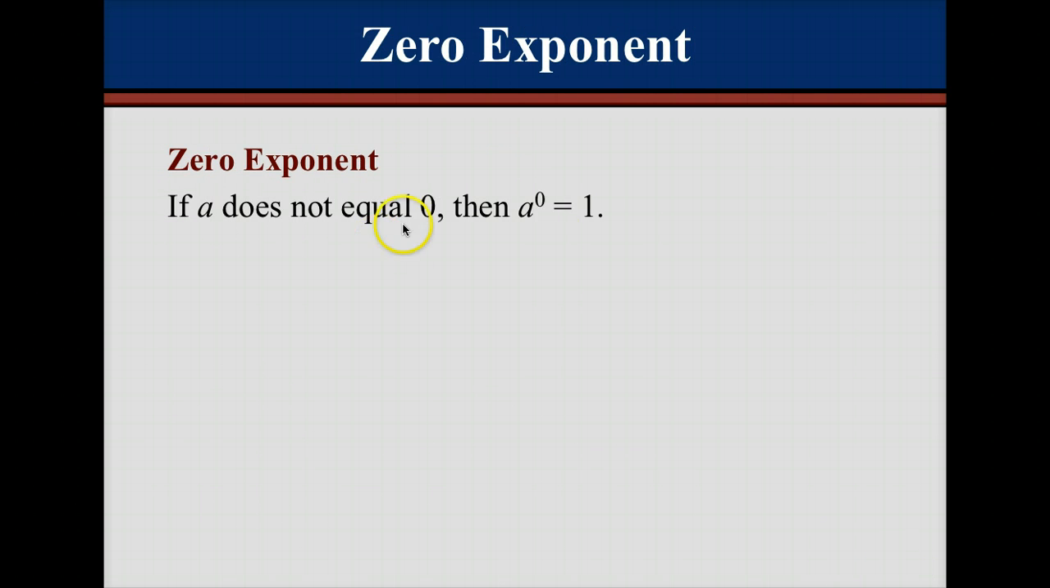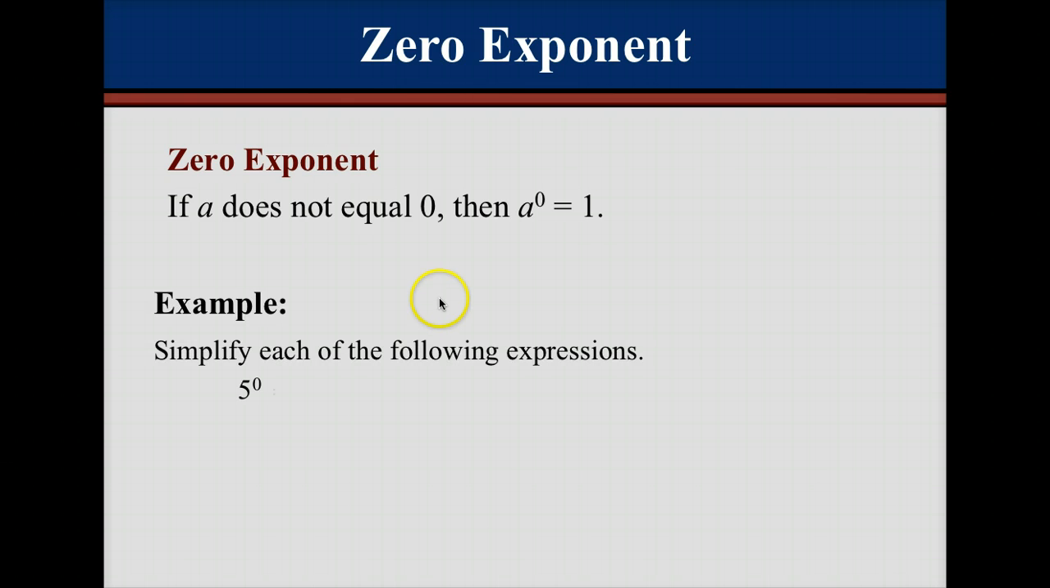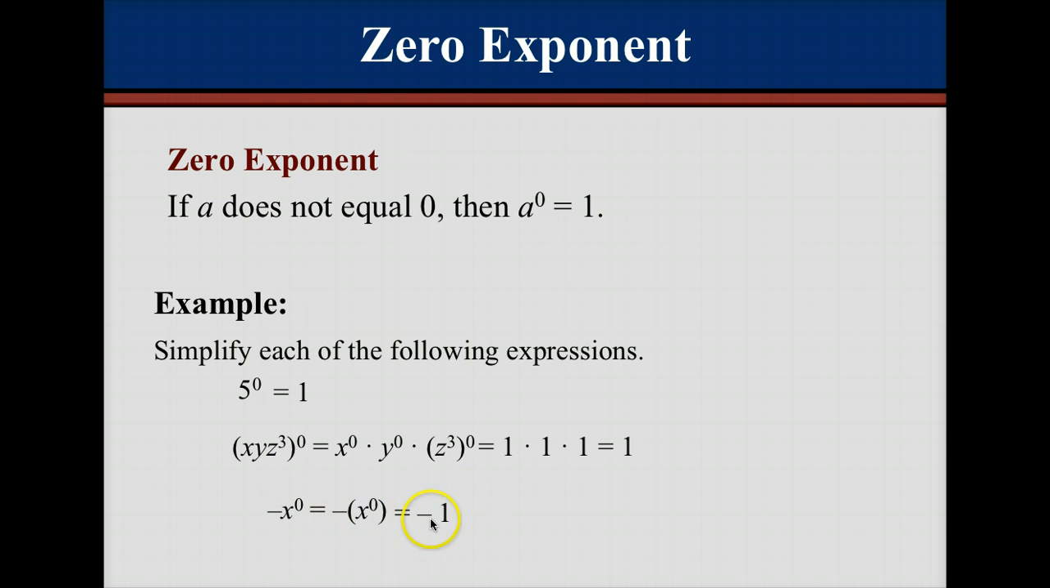0 exponents, any base to the 0 power is going to equal 1, but a cannot equal 0. So 5 to the 0 power is 1. This is the same thing as x to the 0, y to the 0, z to the 0, which would be 1 times 1 times 1, which would be 1. A negative x to the 0 is the opposite of x to the 0, which would be a negative 1.